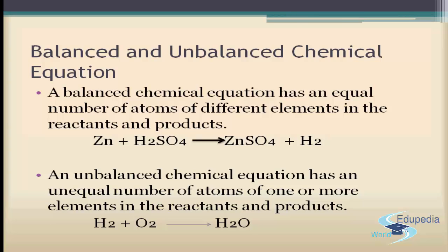On the other hand, if we talk about the unbalanced chemical equation, it has an unequal number of atoms of one or more elements in the reactant and product. Or we can also say that an unbalanced equation has an unequal number of atoms of one or more elements on its two sides. This point we can be more clear from the following example.